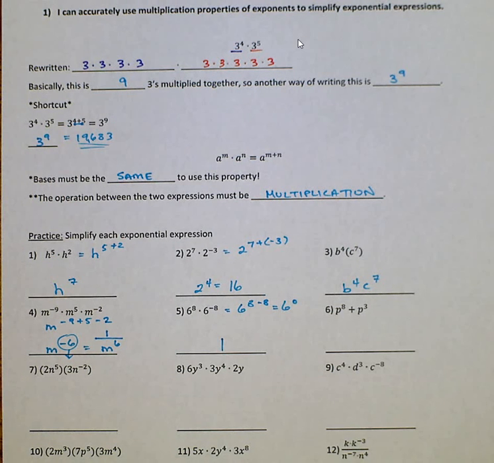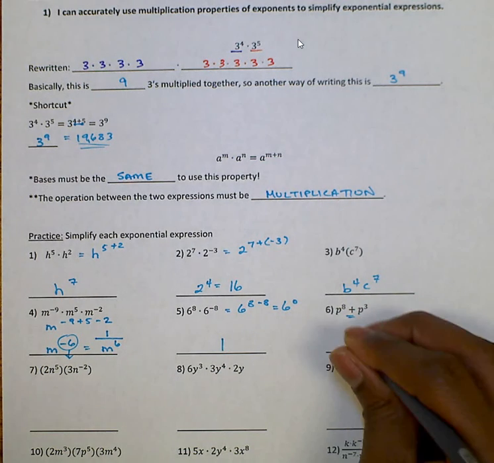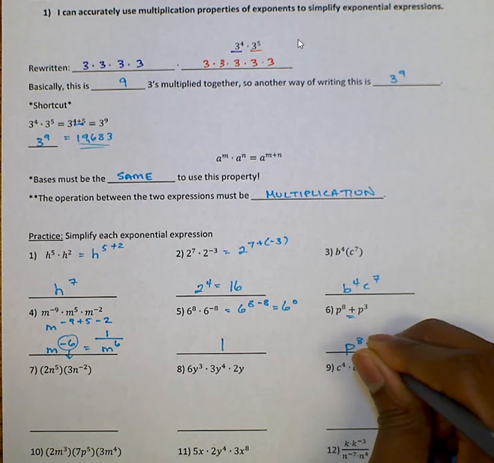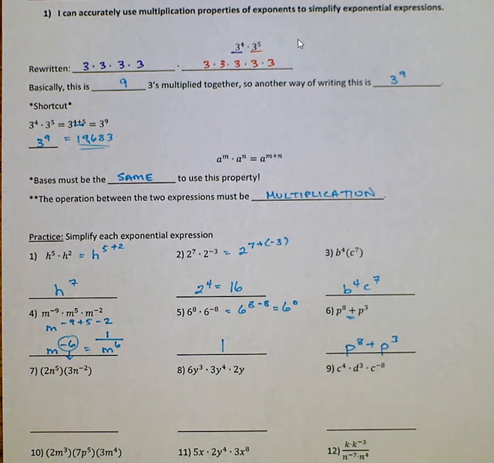Number 6, we have p to the 8th plus p to the 3rd power. Notice that this is a plus. Okay, we can't add these two together because they're not like terms. They don't have the same exponent either. So we'll just have to keep this as p to the 8th plus p to the 3rd. Just keep your eyes open, making sure that you see that.